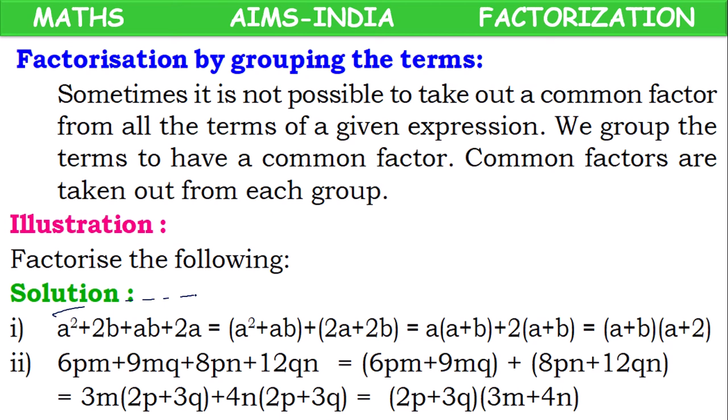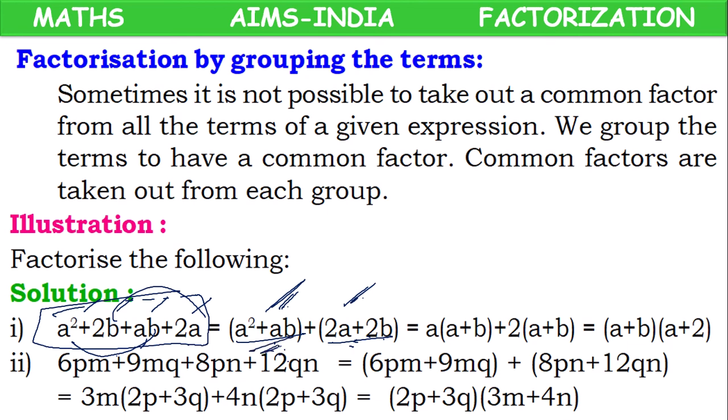So this is the expression here: a square plus 2b plus ab plus 2a. We have four terms here. From the four terms, there is no common term for all the terms. So what we will do, a square plus ab we will group into the first group, 2b plus 2a is the second group. Like that, out of four terms, by taking two terms each as a single group, we have got two groups.